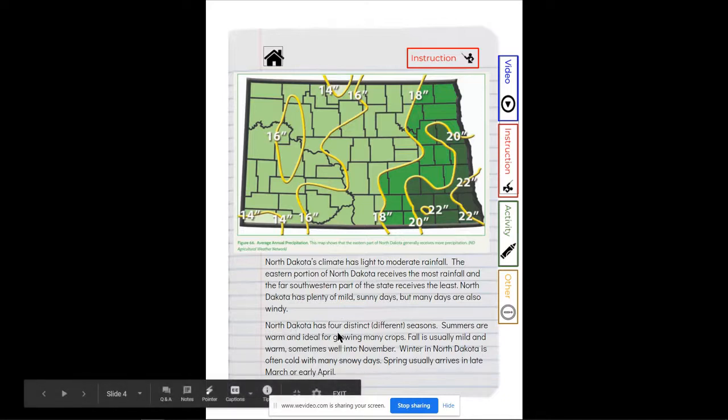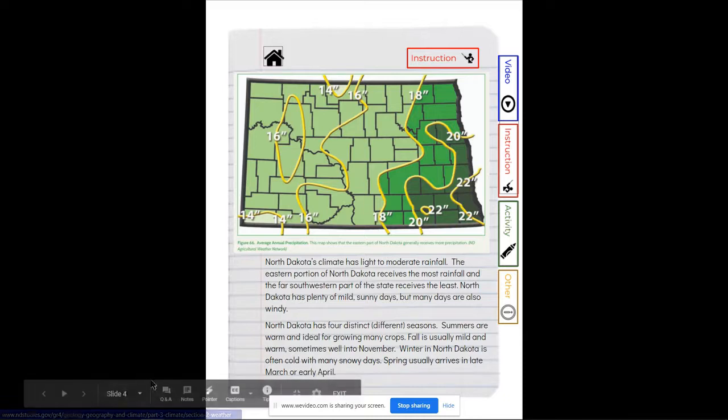North Dakota has 4 distinct or different seasons. Summers are warm and ideal for growing many crops. Fall is usually mild and warm, sometimes well into November. Winter in North Dakota is often cold with many snowy days. Spring usually arrives in late March or early April.